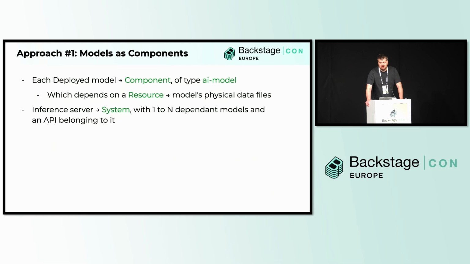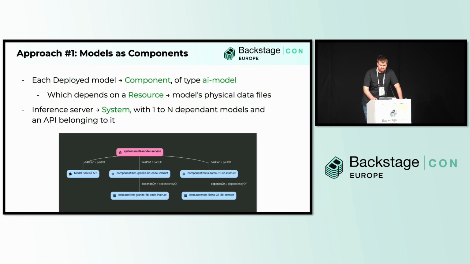So our first approach was treating models as components in the catalog. Each model would be a component in the catalog of type AI model, which would depend on one or more resources pointing to its physical data files. For us, maybe it would be hosted on MinIO, maybe Hugging Face, wherever. And then each inference server would be a system with one-to-n dependent models, like above, and an API belonging to it. And all of these resources would be grouped under that system. So that's what it looks like in terms of the dependency tree.